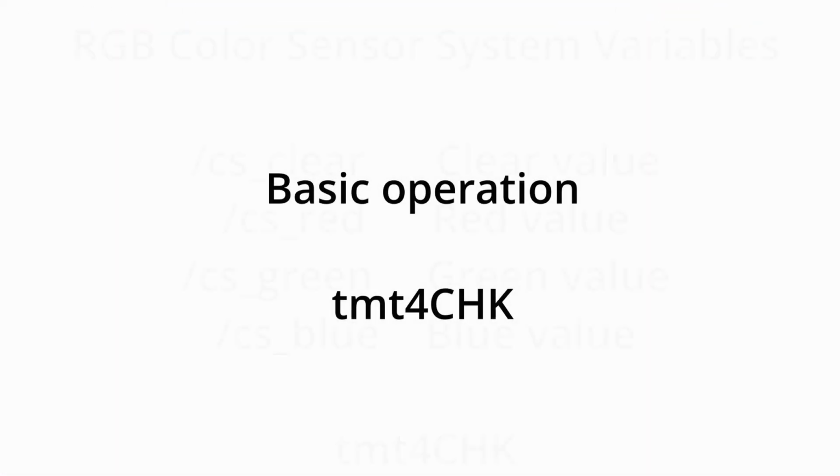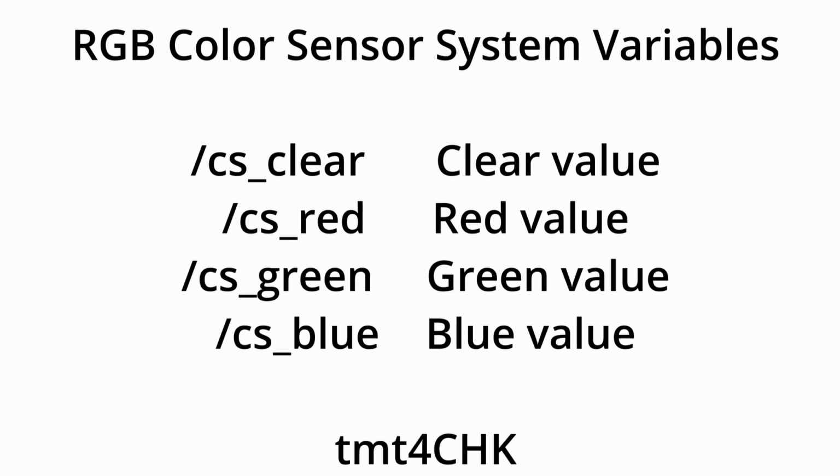To make using the sensor easy, Octagon has all the variables you need built in. That way you can start using it in your program straight away. These variables are called system variables because the user doesn't create them and they always exist. And the ones for the RGB color sensor all start with CS underscore, where the CS means color sensor.